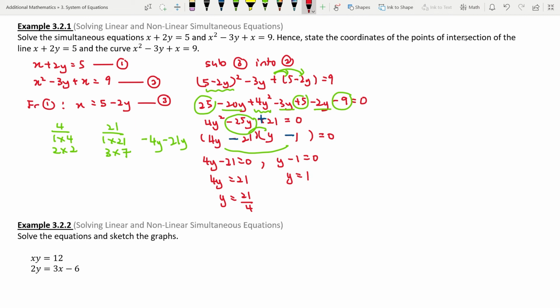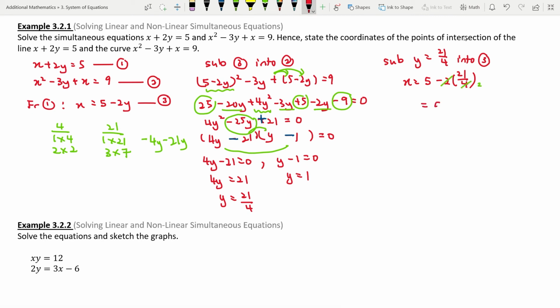After we found our y values, we need to find our x values as well. We substitute the y value into either equation to get our x. In this case, I will substitute the y values into equation number 3 to obtain the x values since we already make x our subject in equation 3. Substitute y = 21/4 into equation 3. x = 5 − 2 multiplied with 21/4. We simplify the equation.